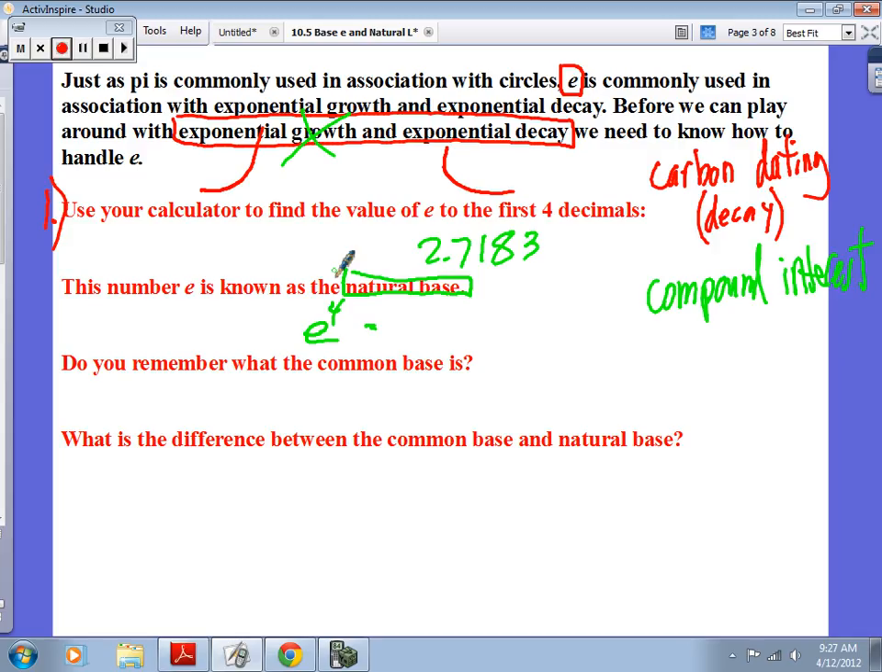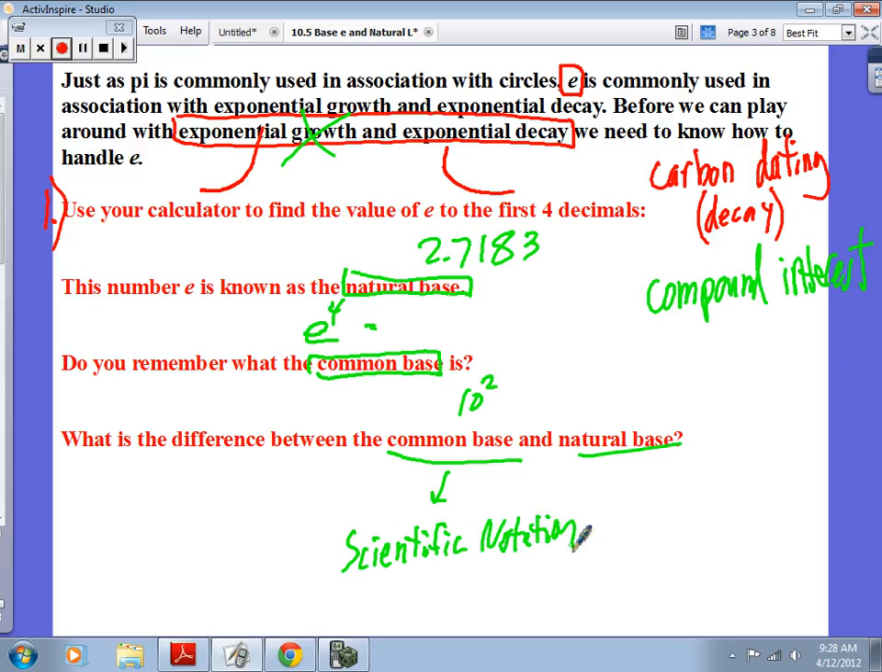Alicia, what's the common base? Do you remember what the common base was? The common base was 10. So 10 squared. What's the difference between the common base and the natural base? When is the common base used? Scientific notation, right? Let's write this in. Common base, we just did the pH one. That's scientific notation. Common base is used all the time.